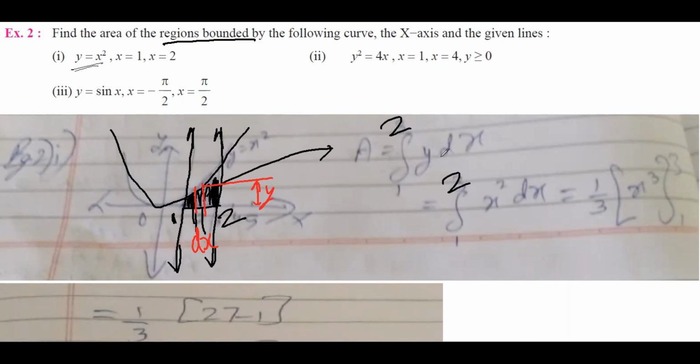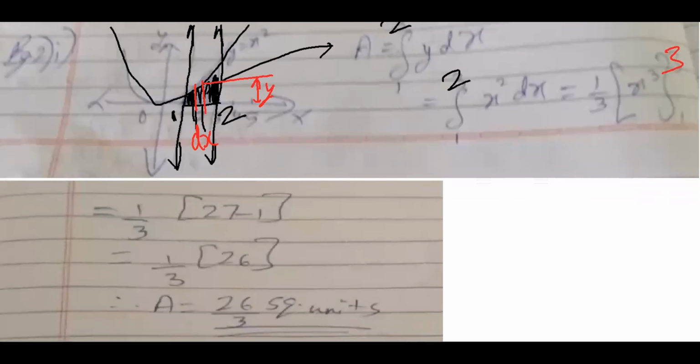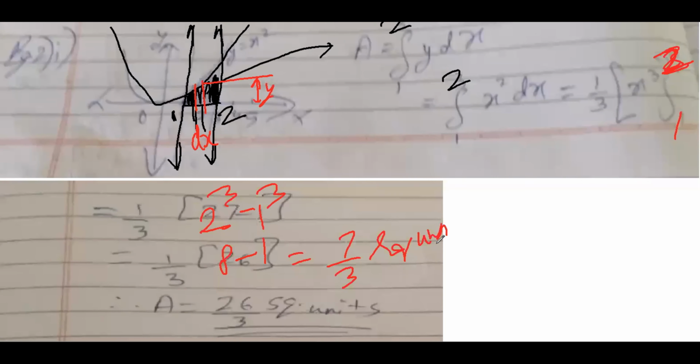Y is equal to x square is the equation, then you took the integration of x square, that is x cube upon 3. 3 you have taken out, and then you applied upper limit minus lower limit. So this should be your 2 cube. You wrote here 27, which is wrong. It should be 2. So this has to be 2 cube minus 1 cube. So 2 cube is 8, 8 minus 1 is 7. 7 by 3 square units should be your answer.